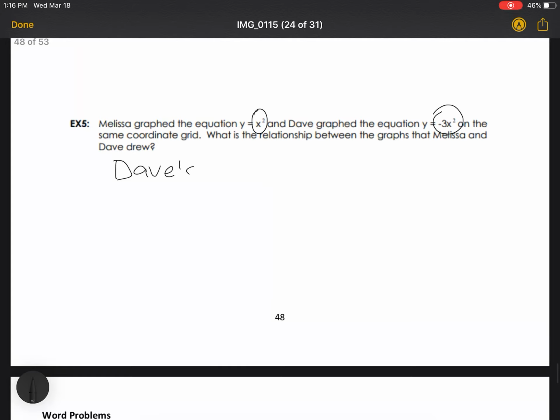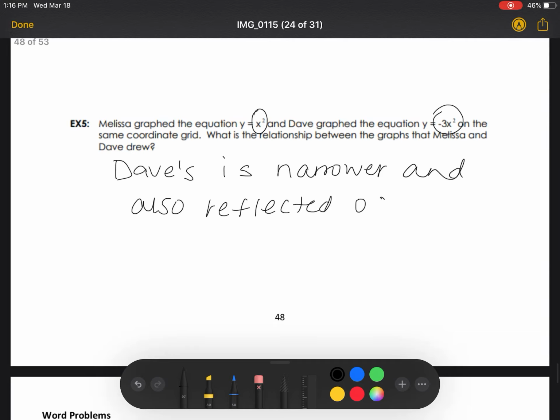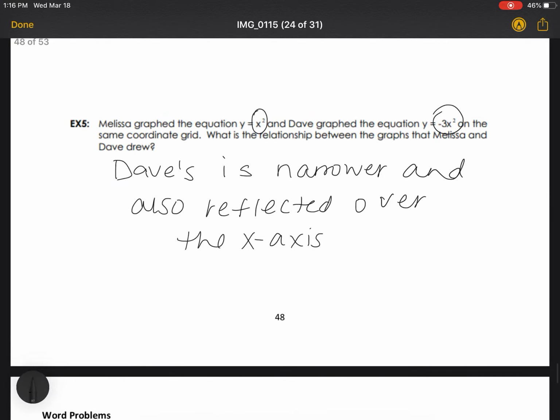So it looks like Dave's, which is the second one, is narrower. This is really hard to write on. Narrower. And it's also reflected over the x-axis, which means it's just flipped down to the bottom over the x-axis.